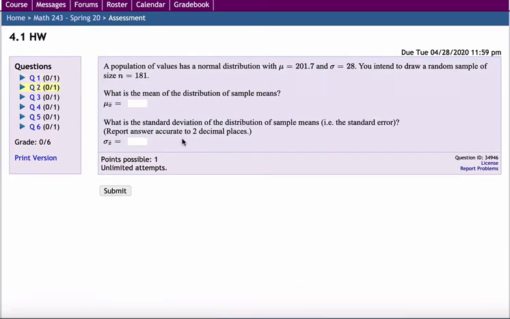Question 2, more of the same. They tell you about the parent distribution. They ask you about the sampling distribution. It's very similar. They ask for mu sub x bar and sigma sub x bar.